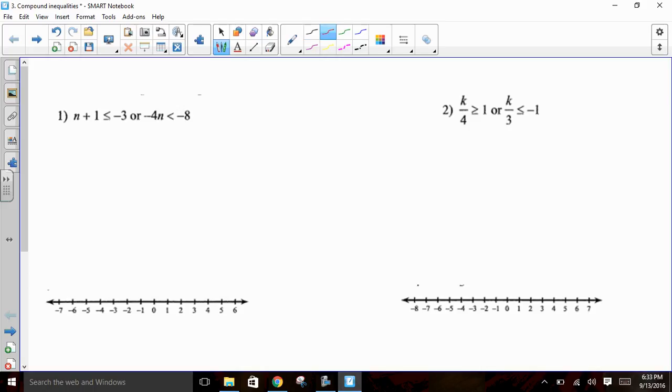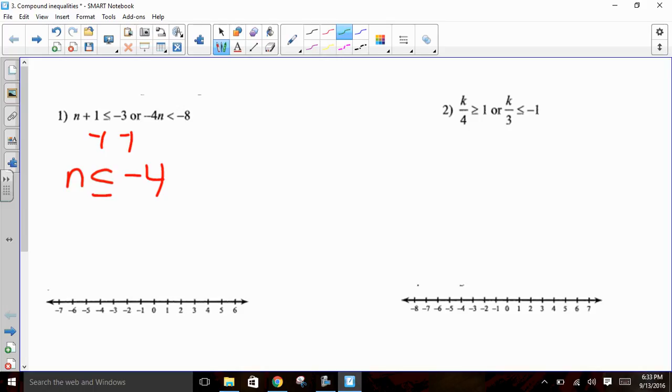So we're going to approach this just like a regular equation. We just have two of them. So on this first one over to the left, I have n plus 1 is less than or equal to negative 3. I'd like to get n by itself. So I'm going to subtract 1. So n is less than or equal to negative 4.